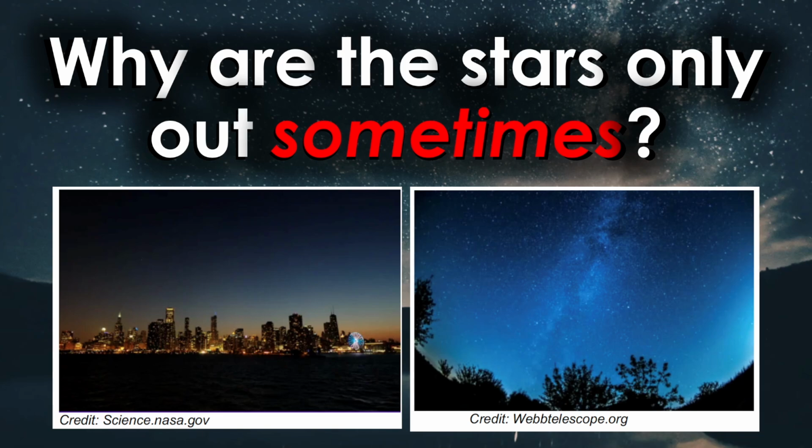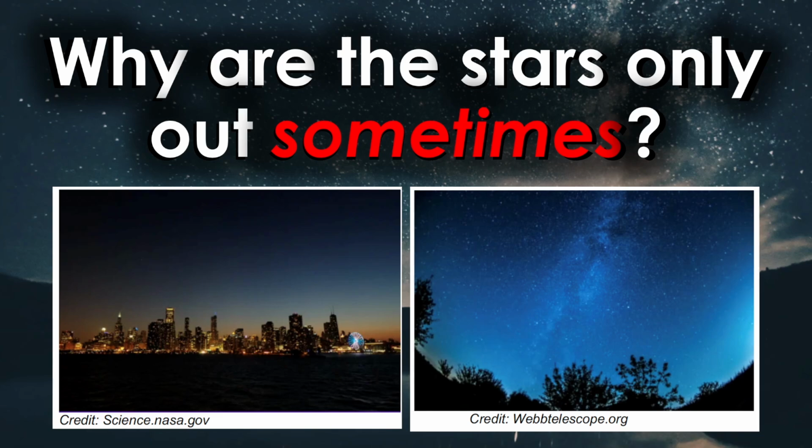Now, what's interesting about this is you might notice that there's no stars in the picture on the left, and there's plenty of stars in the picture on the right. So the question is, why are the stars only out sometimes? Now, first off, if you didn't know this, the stars are always out, even during the day. You just can't see them during the day because why? Because the sun's out, right?